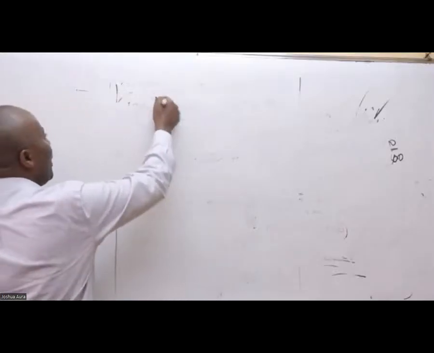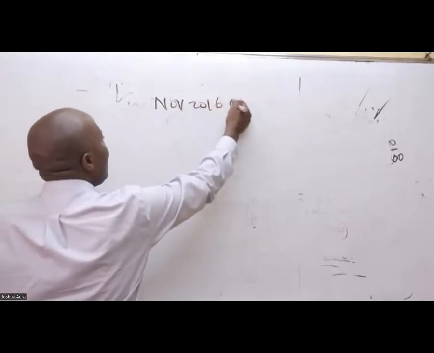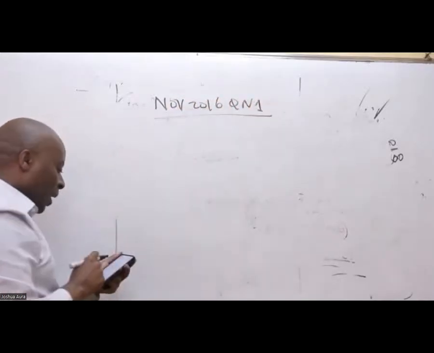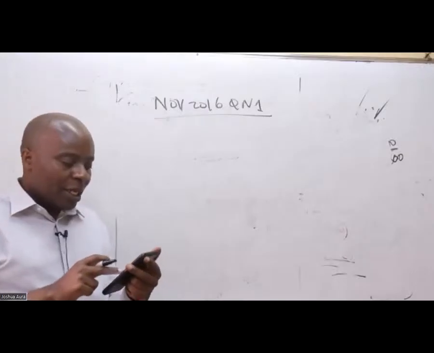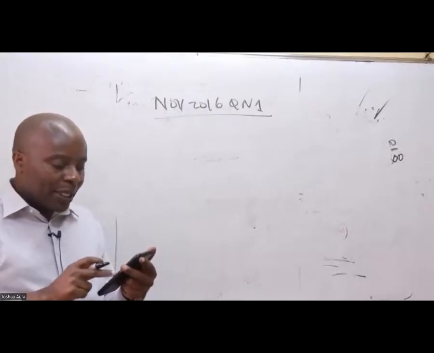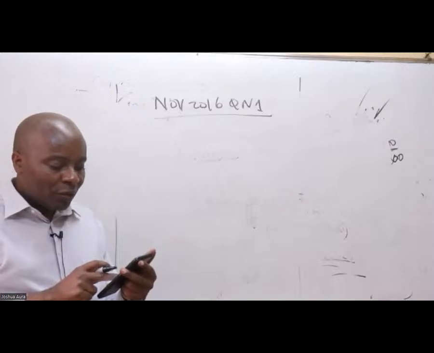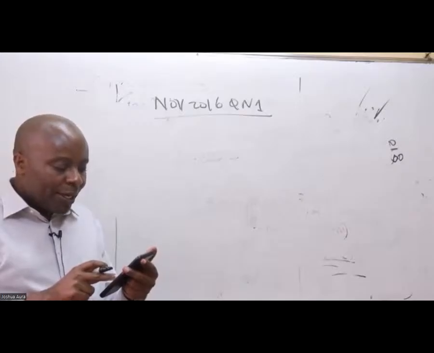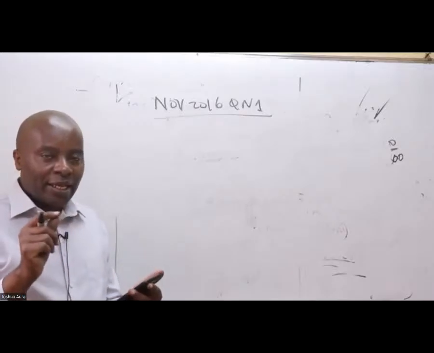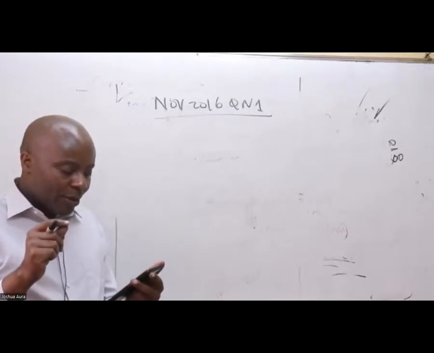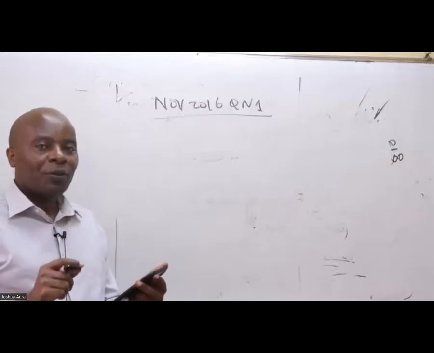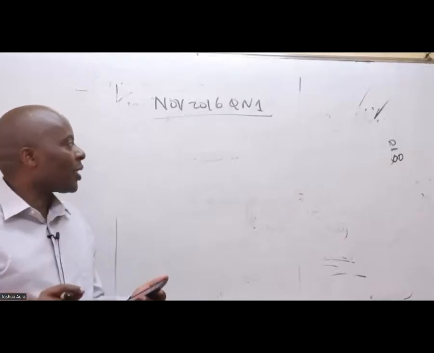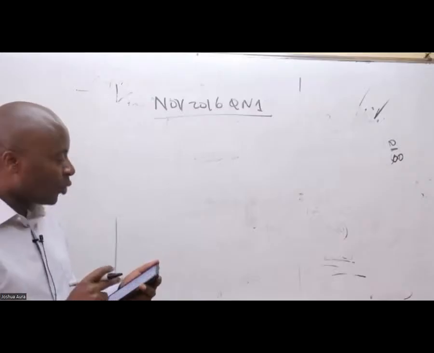November 2016, question number 1. We are told H Limited, a public limited company based in Kenya, owns 75% of the ordinary share capital of S Limited, a public limited company based in Rwanda. H Limited acquired S Limited on 1st May 2015 for 1,200 million Rwandese francs, not Rwandan francs, Rwandese francs.